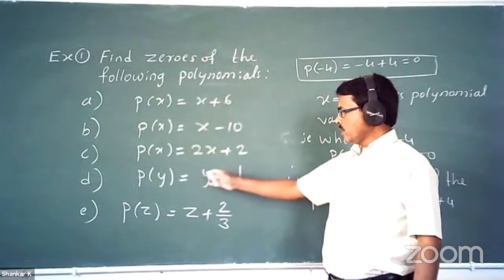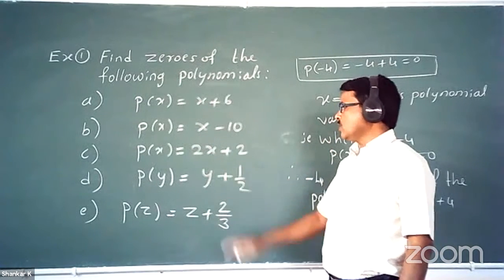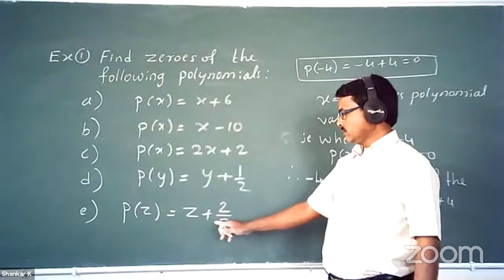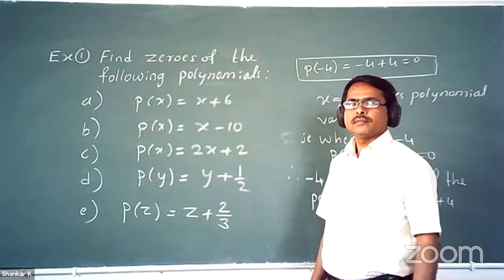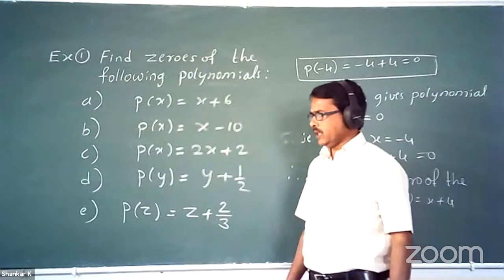What about this? Plus half is there, it should be minus half. Plus half minus half becomes 0. So y should be minus half. Here, -2/3, correct. These are the zeros of the polynomial.